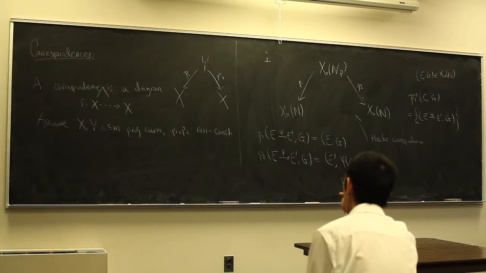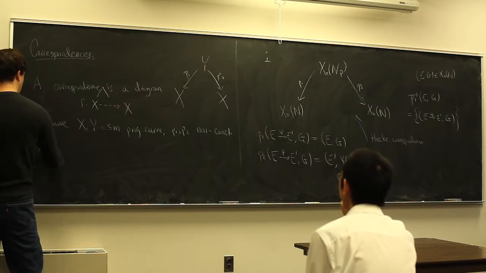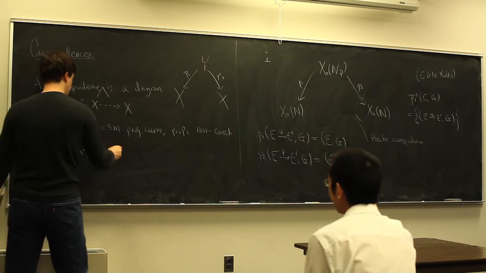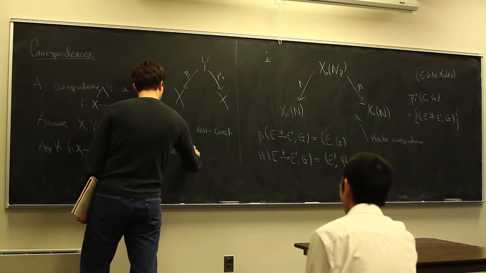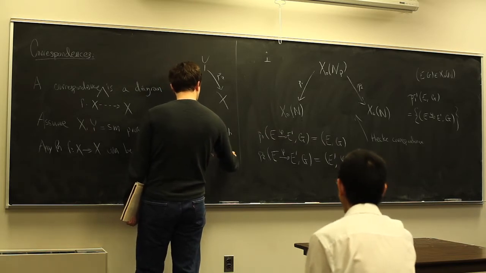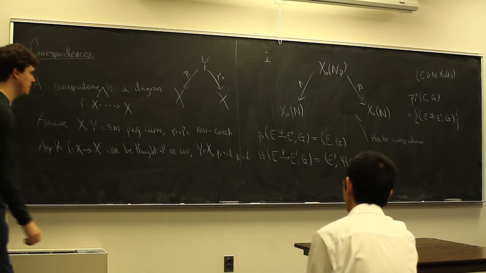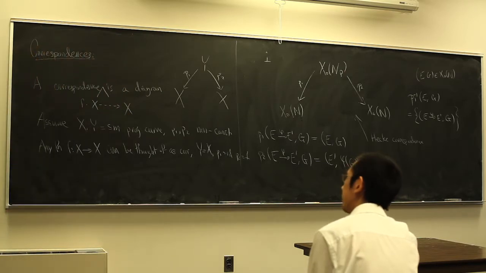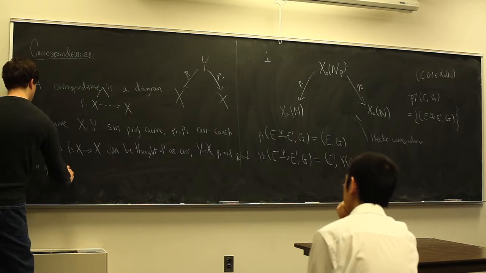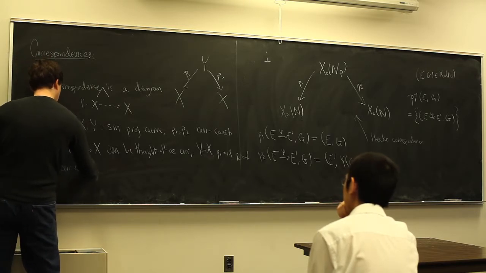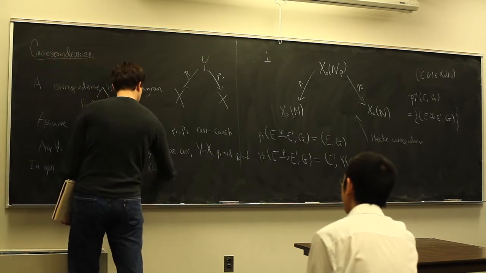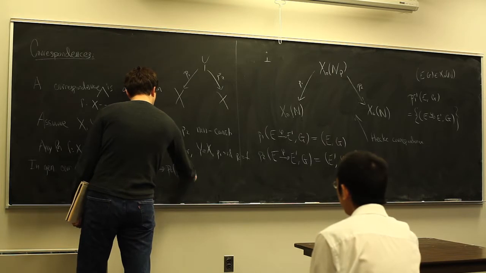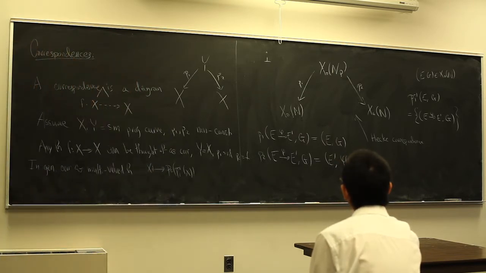An example of a correspondence: you can think of any function as a correspondence. Any function f from X to X can be thought of as a correspondence by taking Y to be X, p1 to be the identity, and p2 to be f. And in general, you should think of correspondences as a way to think about multi-valued functions. So a correspondence is approximately a multi-valued function. You can build a multi-valued function by sending a point x to the image under p2 of the inverse image under p1 of x. So that's one way to think about these things.